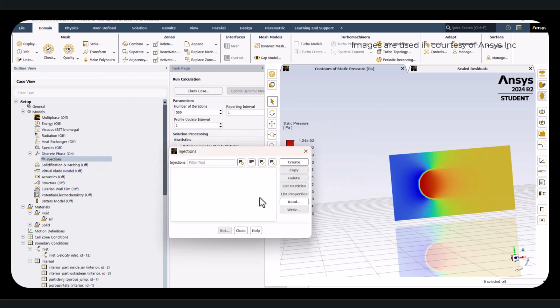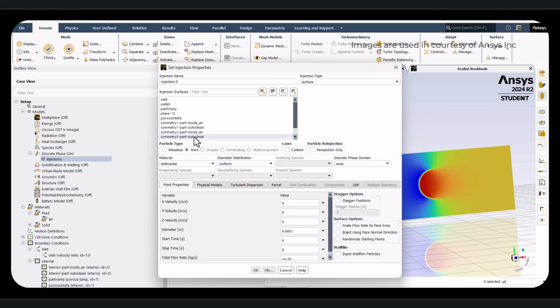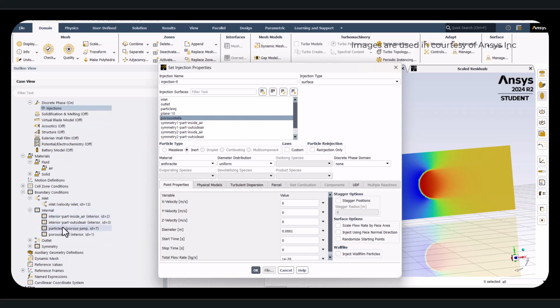Now I will create an injection, a new injection. I create an anthracite which is near to carbon density and things. So I'll use that as my material, which is approximately near to carbon only. Then I'll try to inject from this porous interface. Okay, you can just refer to the porous interface.